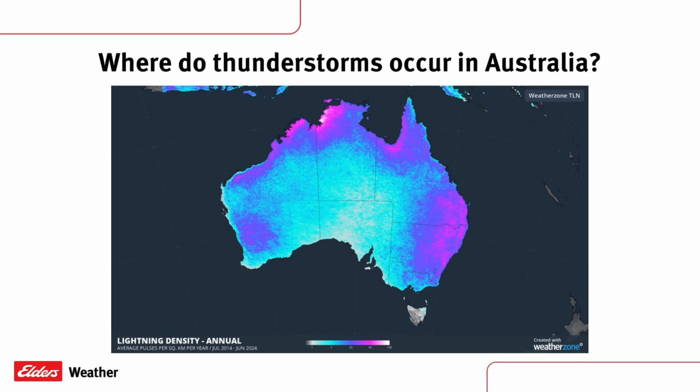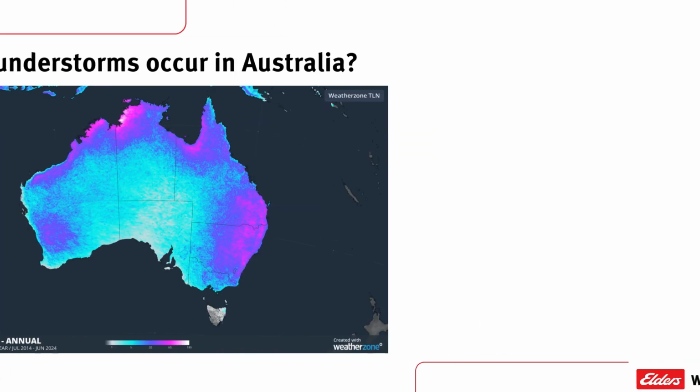Thunderstorms occur in every state and territory in Australia, but you can see clearly in this map here that the annual distribution heavily favours northern and eastern parts of the country, and they are more likely near and just inland from the coast, and less likely over the interior and the far south of Australia.